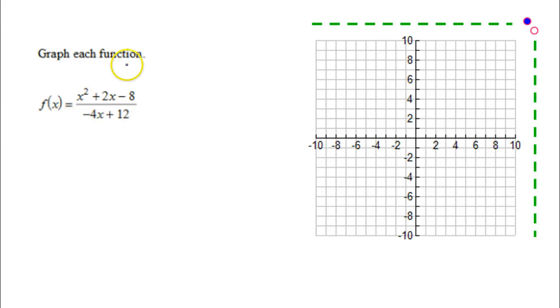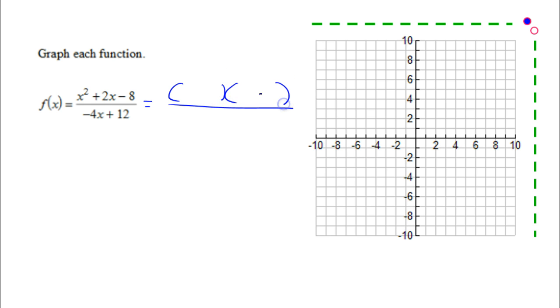Let's graph this rational function. The first thing we need to do is factor the numerator and denominator to see if any factors cancel out. If they do, that will indicate that there is a hole in the graph instead of an x-intercept or a vertical asymptote.